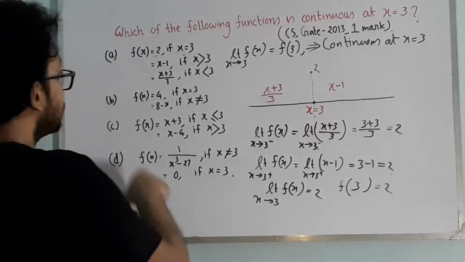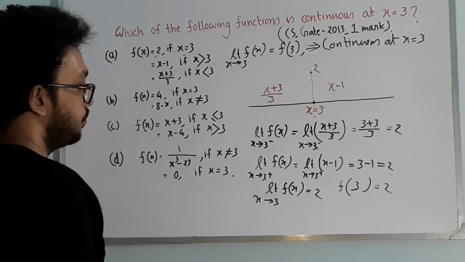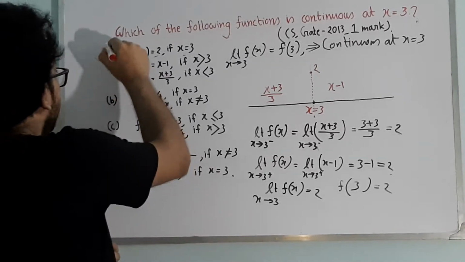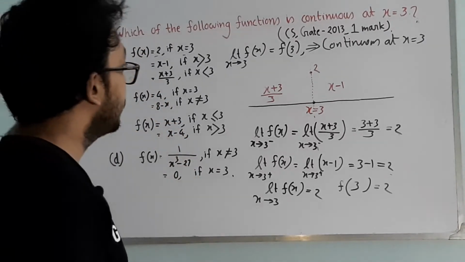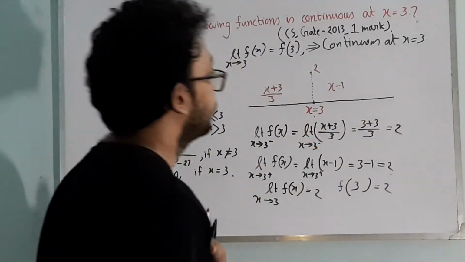So in the first case we observe that the function f(x) is continuous at x equal to 3, right? So this is one possible answer. But we will check all the 4 options, okay? So let me erase this portion. If you haven't noted it down, then please do note.